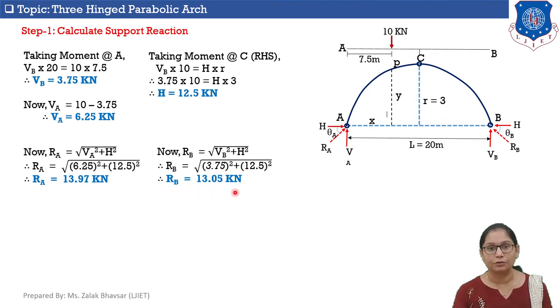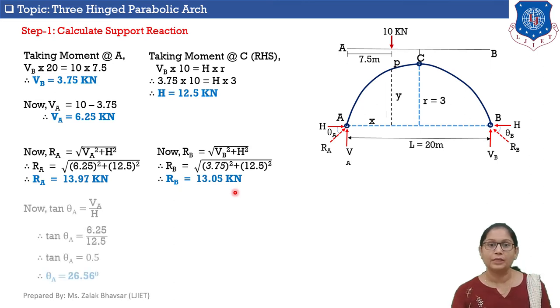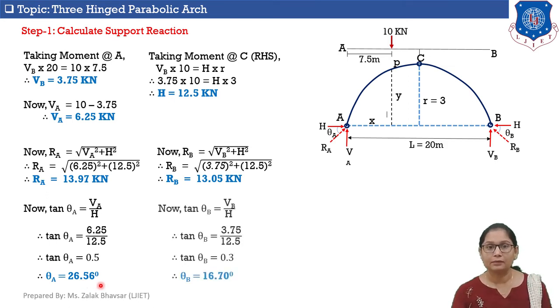Similarly, we know that RB is equal to under root VB square plus H square, where VB, as we calculated, is 3.75. So, if I put VB and H value over here, then I am getting RB is equal to 13.05 kilonewton. Now, we know that tan theta A is equal to VA upon H. Value of VA is 6.25 and H is 12.5. So I'm getting tan theta A is equal to 0.5. So theta A is equal to 26.56. Similarly, tan theta B is equal to VB by H, which is equal to 3.75 by 12.5. Therefore, I am getting tan theta B is equal to 0.3. So, I can say that theta B is equal to 16.70.